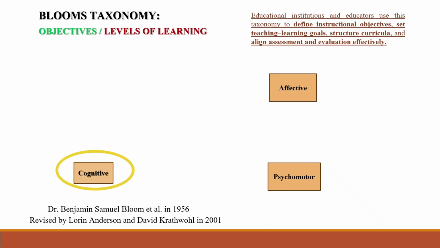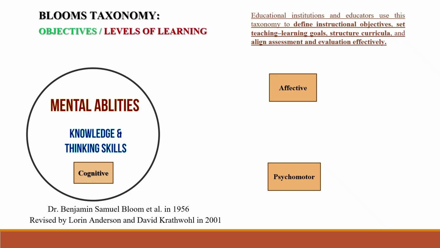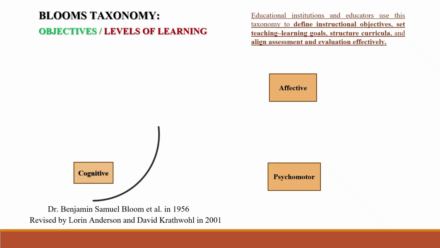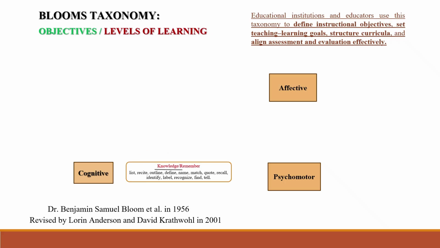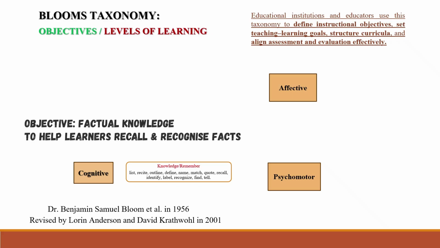First, the cognitive domain. The cognitive domain focuses on the development of mental abilities, essentially the learner's knowledge and thinking skills. It has 6 levels. The first and the very bottom level of the cognitive domain is named as knowledge in the original version and remember in the revised version. At this level, the focus is on factual knowledge. Here, educators should design objectives, curricula, and evaluation methods that help learners recall and recognize facts. And at the end of this level, the learner should be able to remember facts accurately.